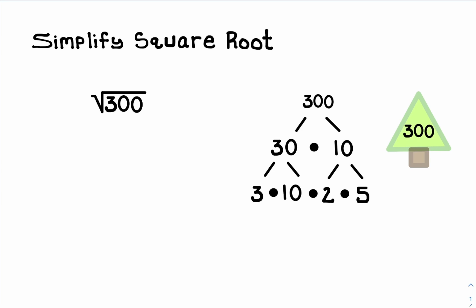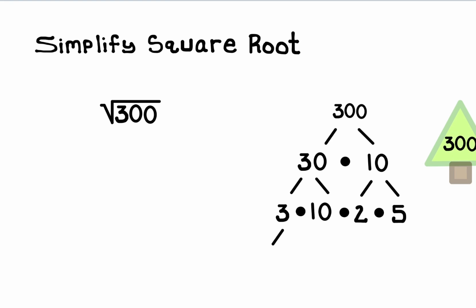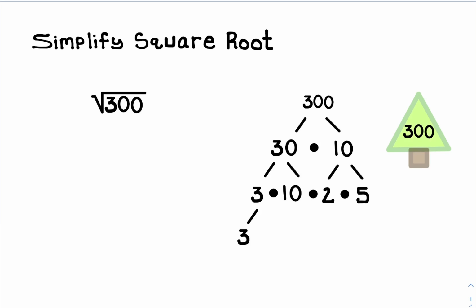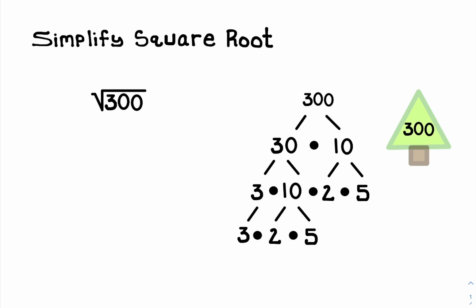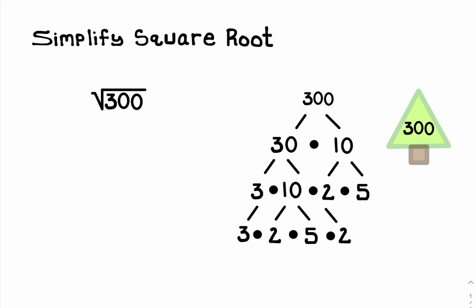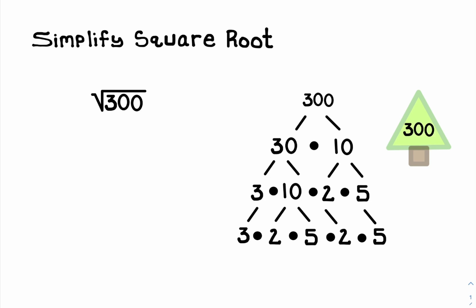We're going to then go to the next row and break it down. The number 3 is prime, so I'm just going to bring that one down. The number 10, I could use 2 times 5. The number 2 is prime, so just bring that one down. Same with the number 5, it is also prime, so we bring that down.